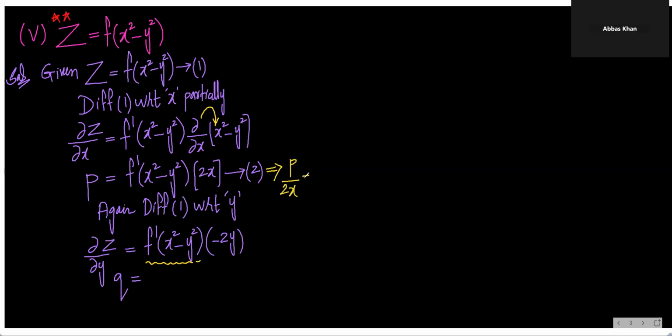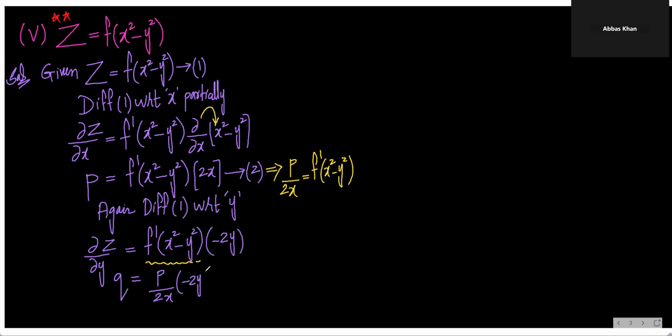P by 2x is the value of f dash of x square minus y square. Correct? Yes, sir. Take that value and put it in here. This is p by 2x into minus 2y is there.